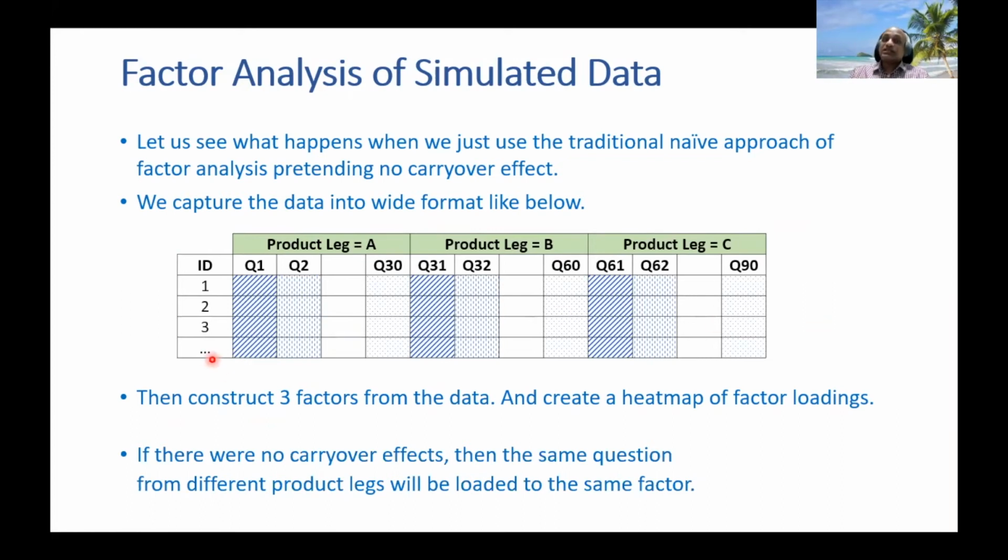What that means is question number 1, question number 31, and question number 61 in that case should belong to the same factor, because those are actually the first question answered by the panelists for different product legs. And so these are the same questions. Similarly, question number 2, question number 32, and question number 62 are also the same questions for different product legs, and hence those should belong to the same factor.